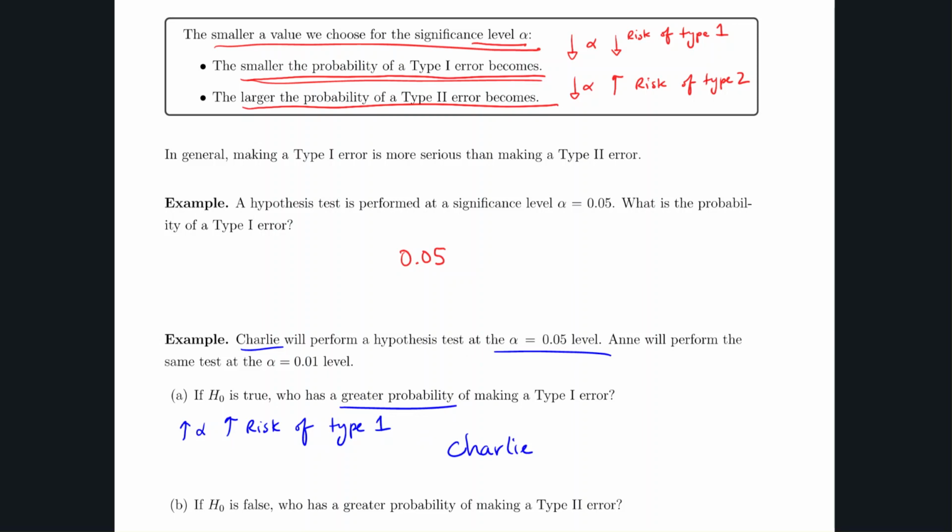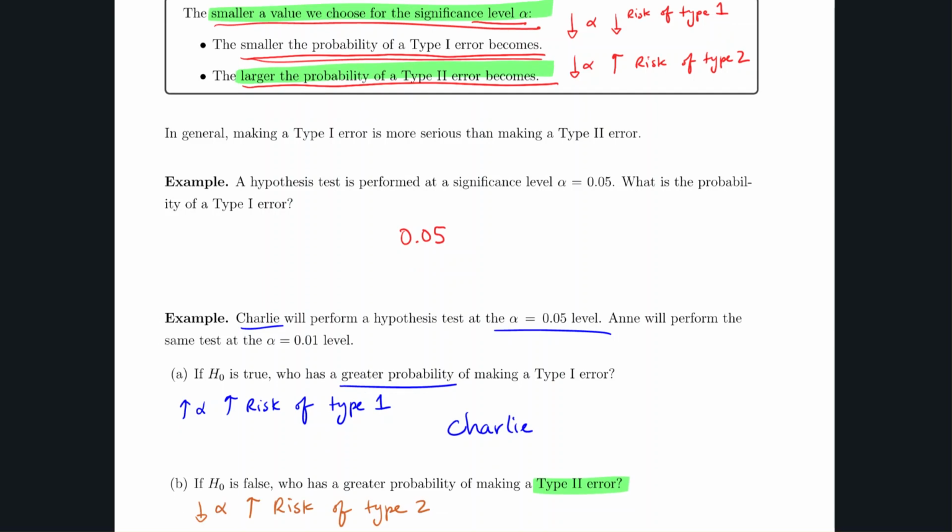Now, if H naught is false, who has the greater probability of making a type 2 error? We know that type 2 errors are more likely when you've got a smaller level of alpha. So for a type 2 error, the smaller the alpha, the greater the risk of type 2. Here, the smallest value of alpha came from Anne. So Anne has the greater risk of making a type 2 error.